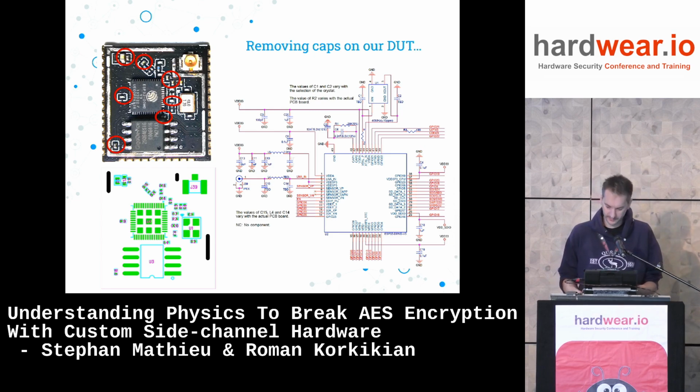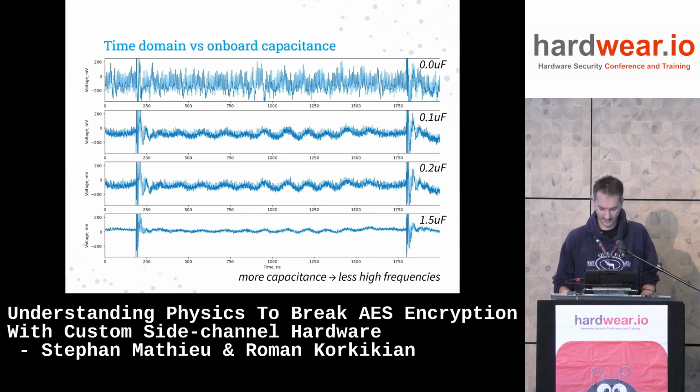So I hope you're good at desoldering. Oops, I think I skipped one. Okay, so same as before, different time domain traces: no capacitance, 0.0 microfarads. There will always be some small capacitance on the PCB, but let's forget that. 0.1 microfarad, 0.2 microfarad, same. You see here that with less capacitance there are more high frequencies, more spiky things.